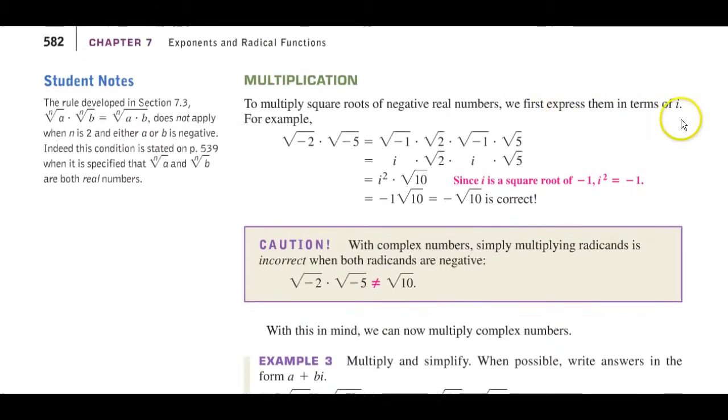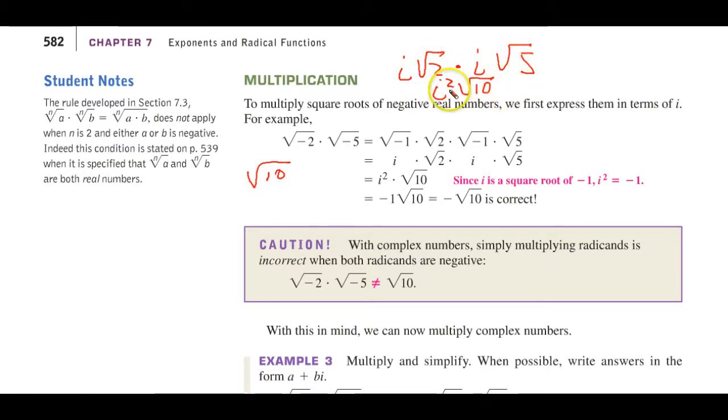We're now going on to multiplication. Here's where it gets a little tricky. You might think that here you would just get a negative times a negative, a positive, the square root of 10. That would be incorrect when you are dealing with complex numbers. You have to treat it this way: i times the square root of 2, times i, take out the i first, the square root of 5. Now, i times i is i squared, the square root of 10.